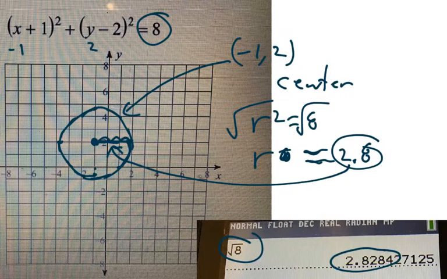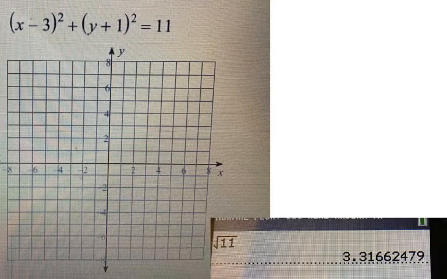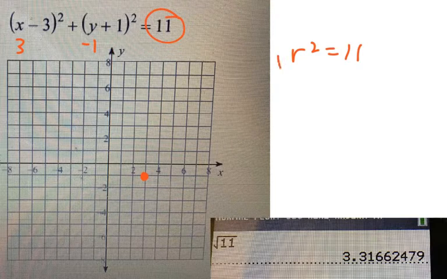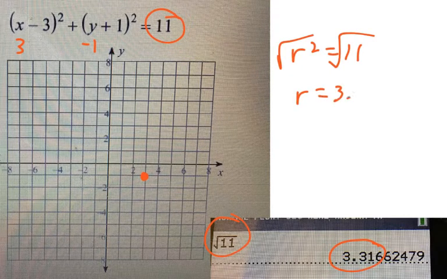All right, let's do one more. Here we go. Why don't you pause the video and give this one a try? Okay, let's see how you did. 3 makes it 0. -1 makes it 0. So 3, -1 right there is the center of my circle. What about the 11? Don't forget, 11 is the radius squared. So I do have to take the square root of 11 as shown at the bottom of my screen. And approximating that, I know the radius is 3.3.